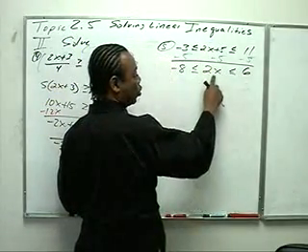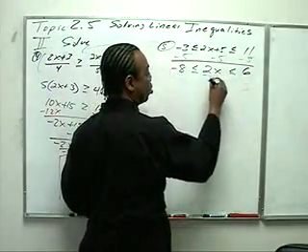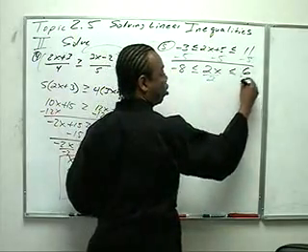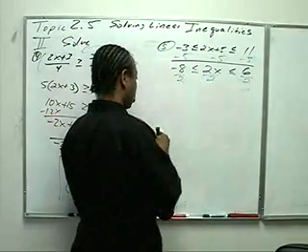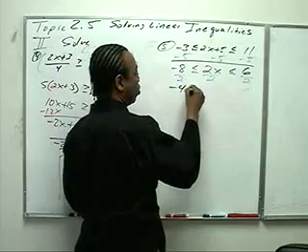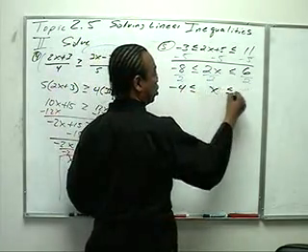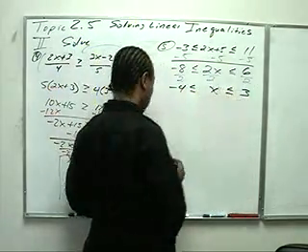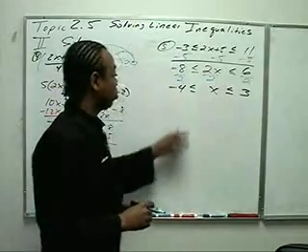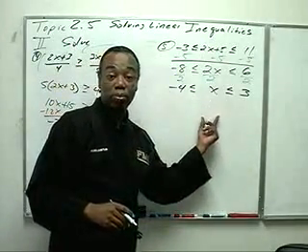Next, I want to get rid of the 2 from the x, so I'm going to divide by 2. But whatever you do to one side, you do to all sides. And so what we have is negative 4 less than or equal to x less than or equal to 3. And that is the answer in set notation.